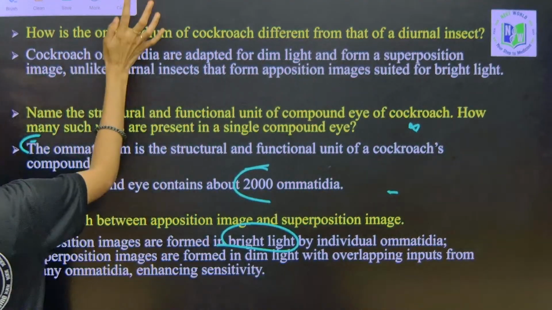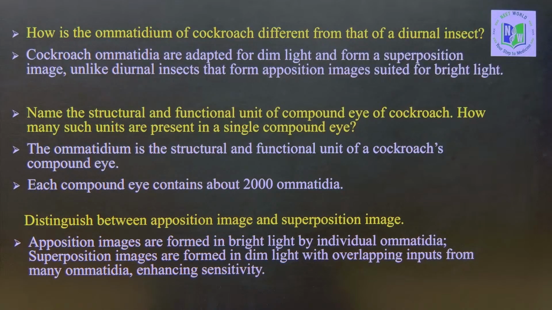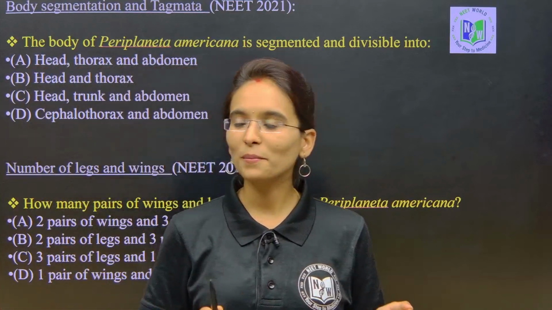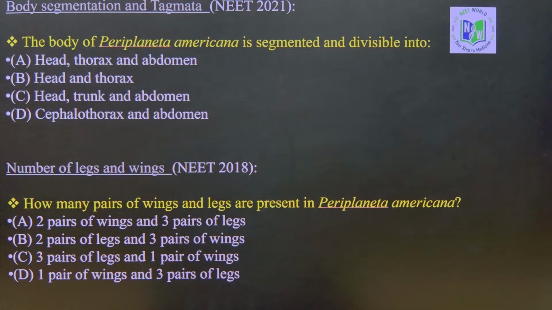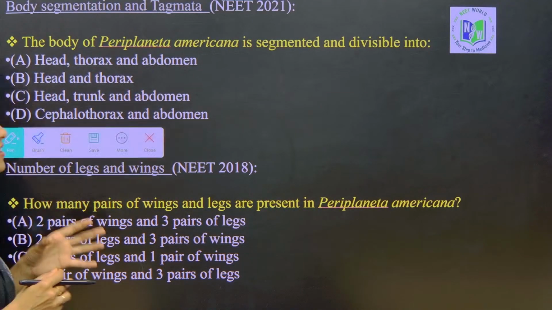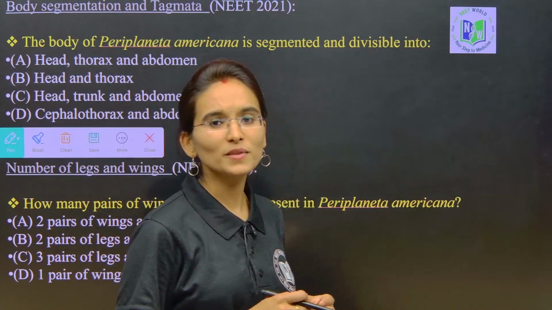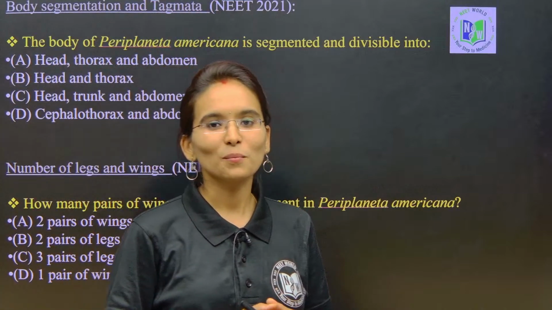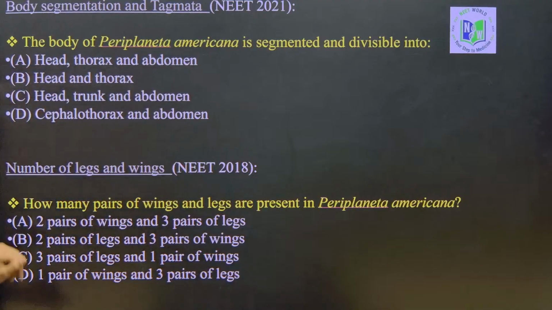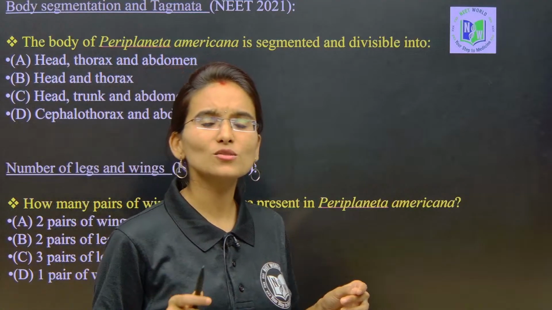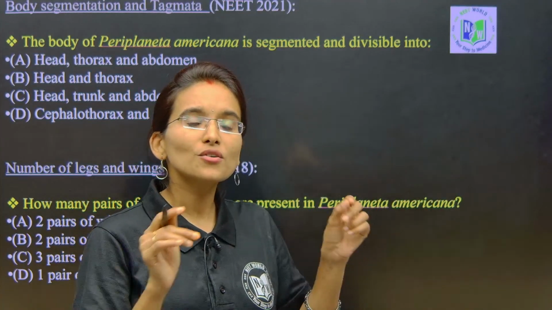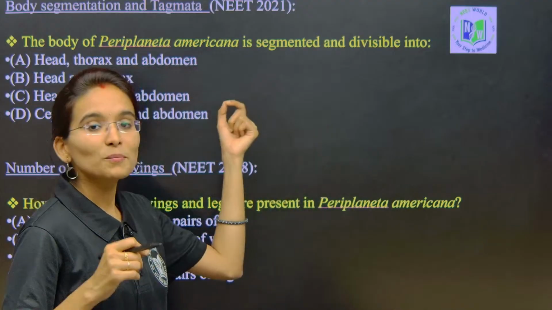Next we are going to look into NEET previous year questions from the external morphology of the Periplaneta americana. All the online students, just try to answer these questions, especially from external morphology, which is why we studied it in detail. Please don't feel bored, my dear students. See how important this chapter is; from each and every part these are previous year questions.